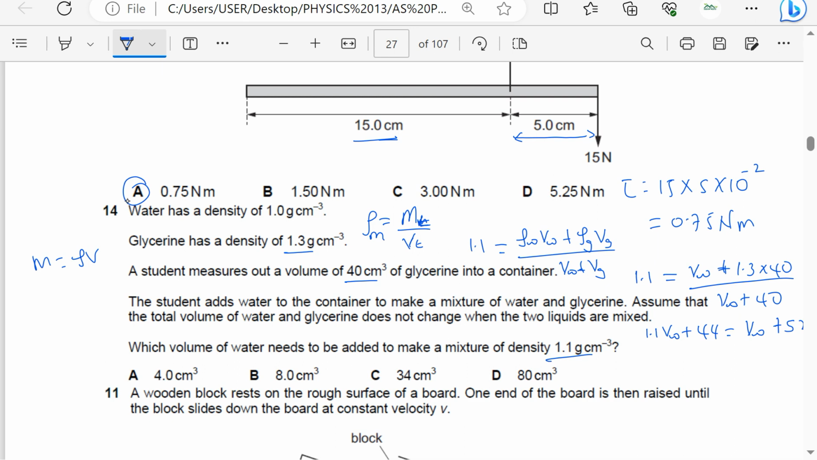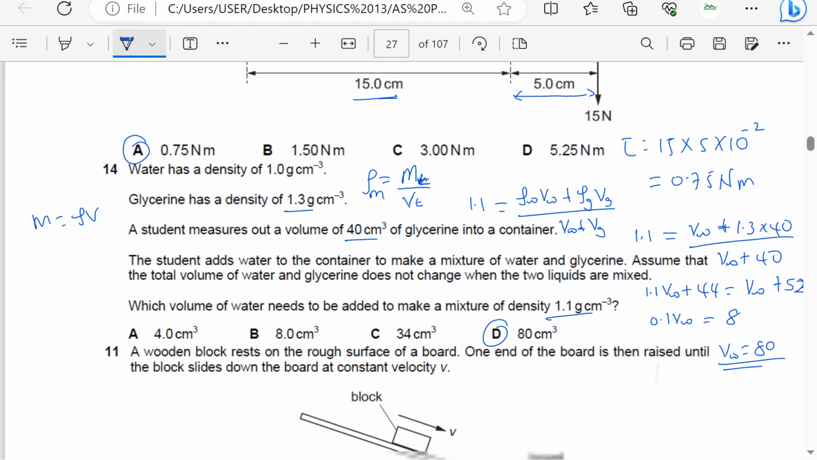So collecting like terms, I have 1.1 minus 1, which is 0.1 VW, equal to 52 minus 44, which is 8. Then we divide both sides, so VW is 8 divided by 0.1, which is 80 centimeters cubed. So the answer is D.